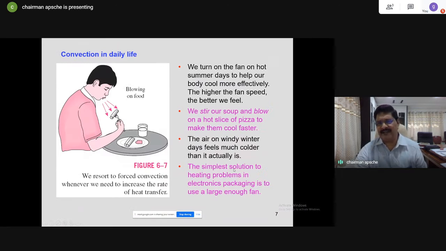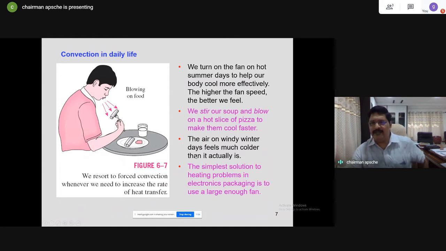Now, convection in daily life, I can give you innumerable applications. We already discussed it. Some of this, I said, we blow something over a hot stuff and eat it in order to cool it very quickly. Okay.